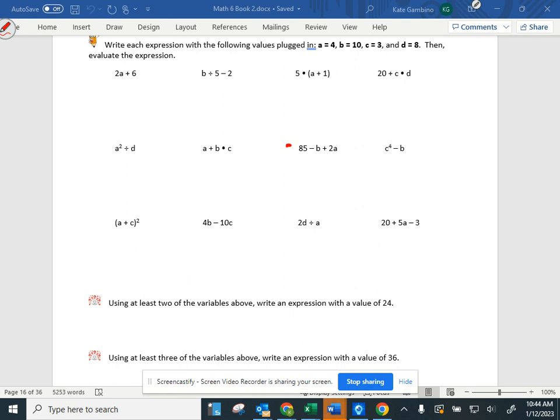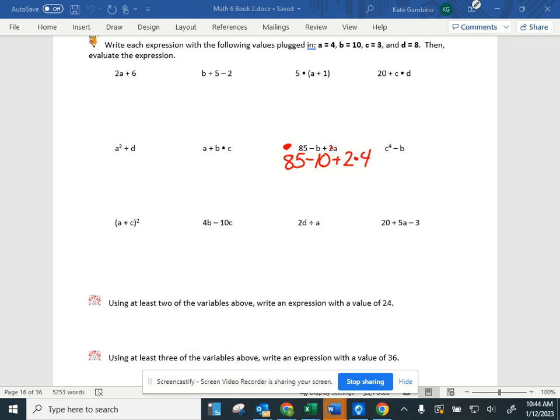How am I going to rewrite that expression with all numbers, no variables? Jillian, what would it look like? Okay. 2 times 4. Are you on this one? Yeah. So start at the beginning of the expression. What am I going to write first? 85 minus 10 plus 2 times 4. So 85 stays the same. B is 10, so it's going to be minus 10 plus my 2, and we know that that means times the A, which is 4.